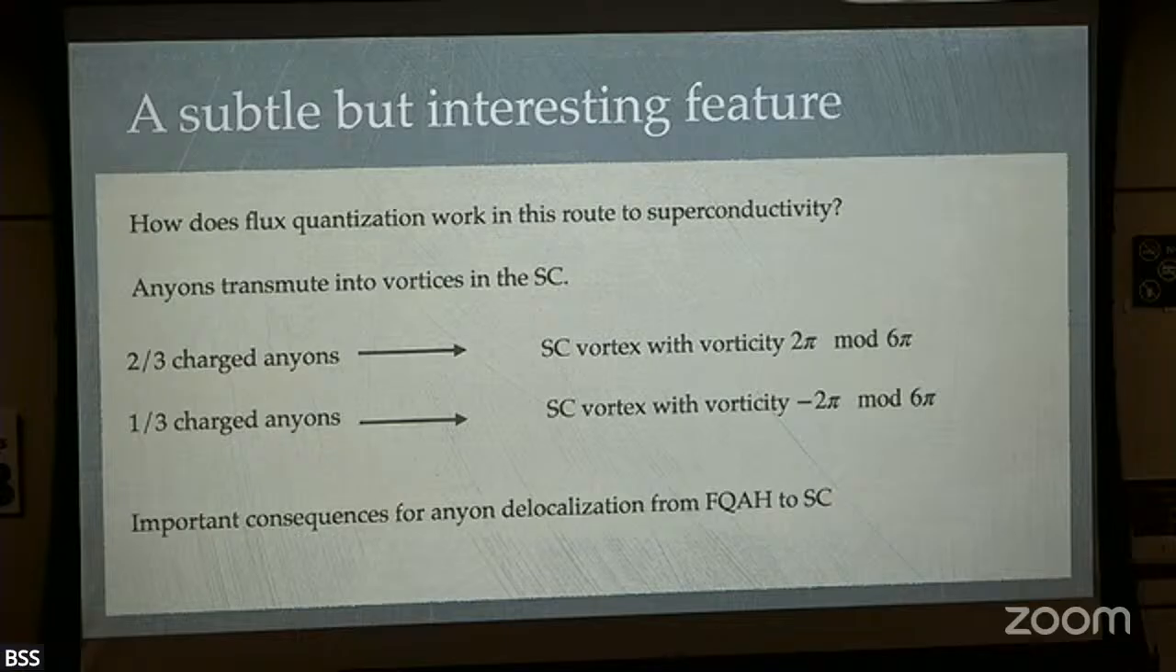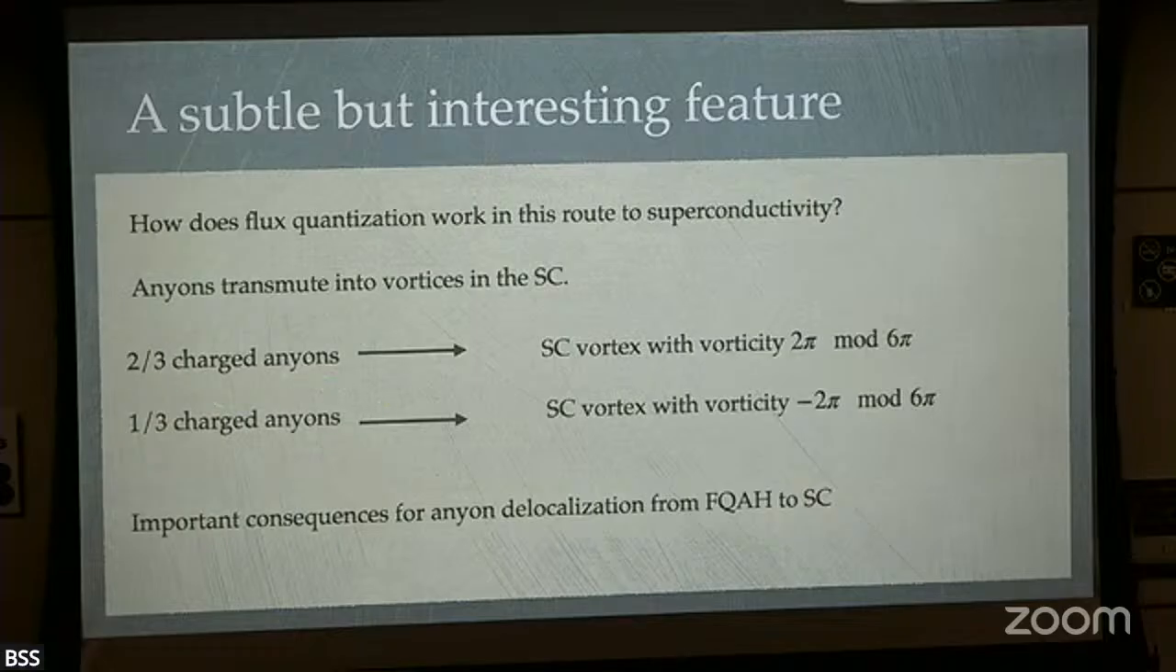It's actually not dissimilar to what Steve was saying about doping a Z2 spin liquid and getting a superconductor and how you get h over 2e flux quantization. It's a variant of that, but a much more subtle variant of that. But the answers are clear. So Leo's question was, what happens to the anyons when you go into the superconductor? Right? And the answer is that the anyons become vortices of the superconductor. In particular, the charge 2/3 anyons.